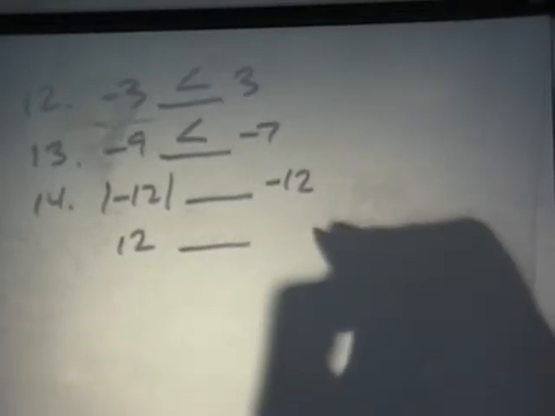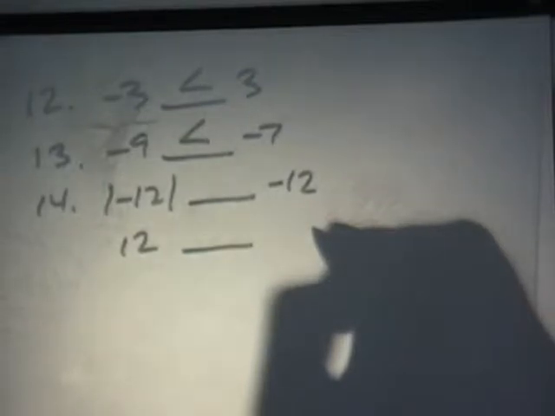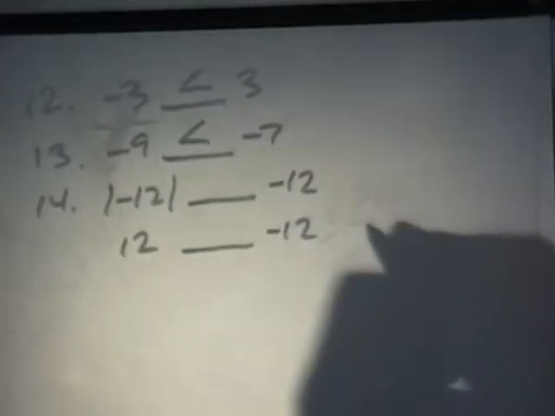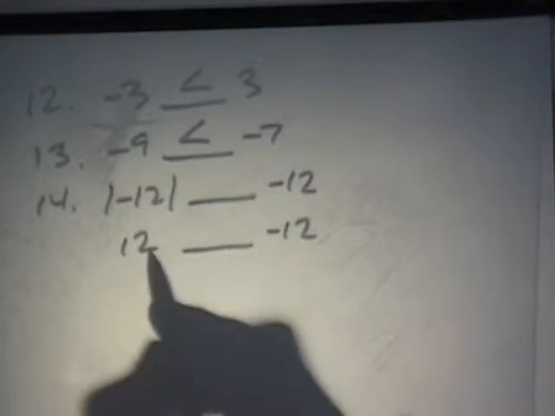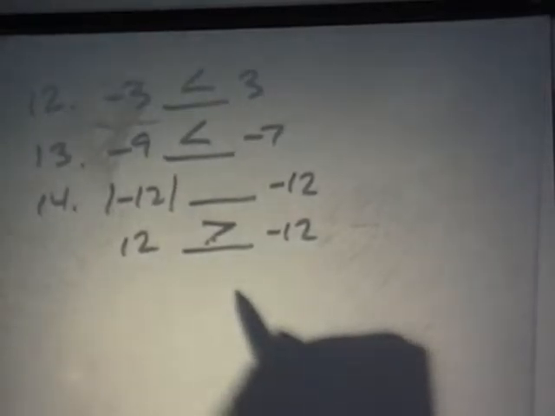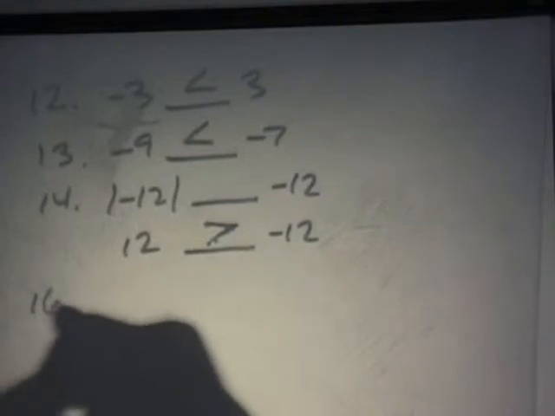Let's go to number 14. We have the absolute value of -12 compared with -12. The absolute value of -12 is +12. So we're now comparing +12 with -12. Is that less than or greater than? Well, +12 is greater than -12 because it is to the right of -12. Okay, we've already solved number 15. So now let's skip and solve number 16.